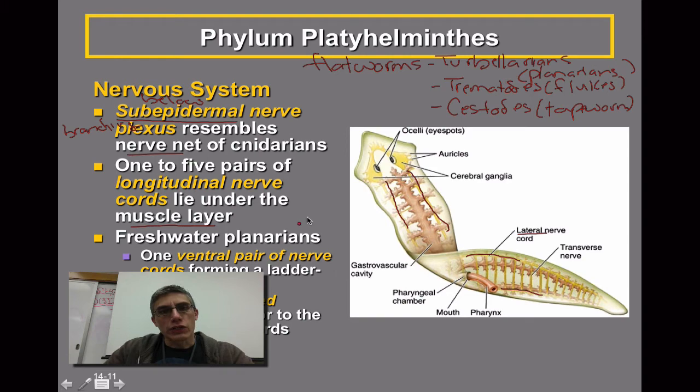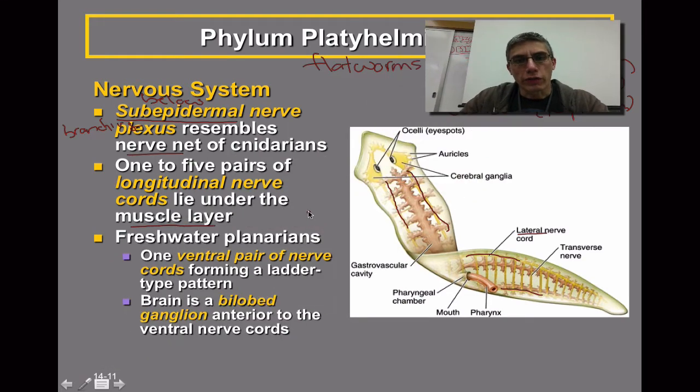And if we're talking specifically about freshwater planarians, and again this nervous system could vary between the different flatworms, then we're talking about an animal that has what we call a bilobed ganglion brain. And bilobed refers to two. And so we have an animal here that has not one, but two lobes to its brain. And extending off of that bilobed brain, we're going to have a pair of ventral nerve cords.